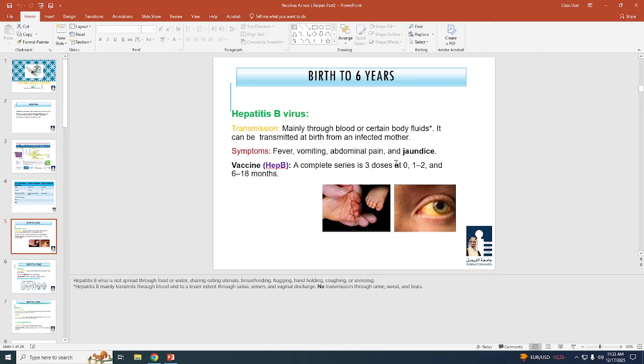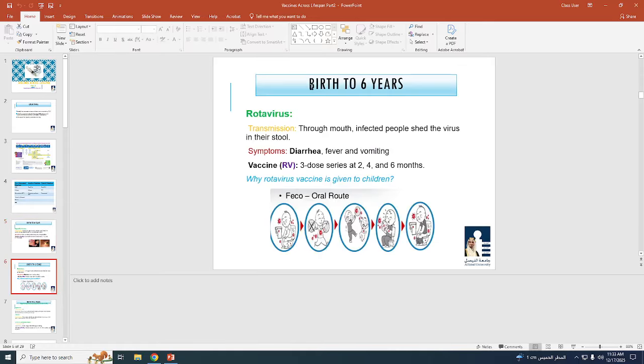Okay, so what you only need to know to complete the vaccination is that we need to give 3 doses before the child is 6 years old. What I wanted to know are the vaccinations to be given from birth to 6 years, but not at the exact times. Okay, the recommended vaccinations between birth and 6 years. Number 1 is the hepatitis B vaccine. Then we have rotavirus. Rotavirus is a 3-dose vaccine.